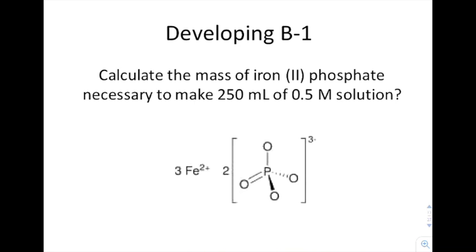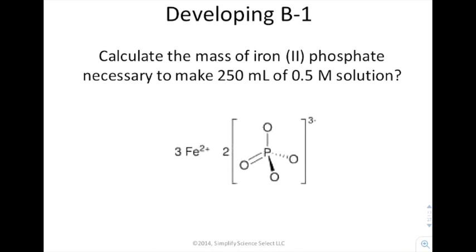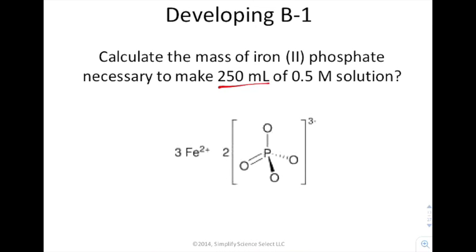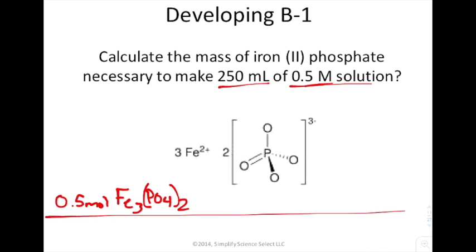This first one says calculate the mass of iron necessary to make 250 mL of 0.5 molar solution. This is generally a good review. You should have gotten very good at this in first year chemistry. But remember, whenever you have molar, that means you have 0.5 moles of whatever we're talking about, which in this case is Fe3(PO4)2. And you should be good at writing chemical formulas as well. If not, we need to go over that, in 1 liter.